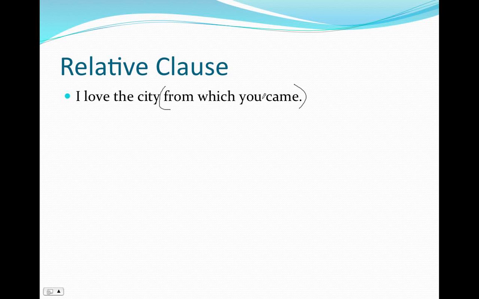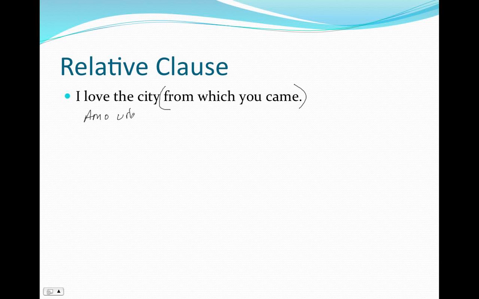Let's take a look at some English sentences and translate them into Latin. So, I love the city from which you came. Let's bracket off the English relative clause, right? So, which is a relative pronoun. We're going to push it back and include the preposition. And we're going to start with our main clause. I love the city.